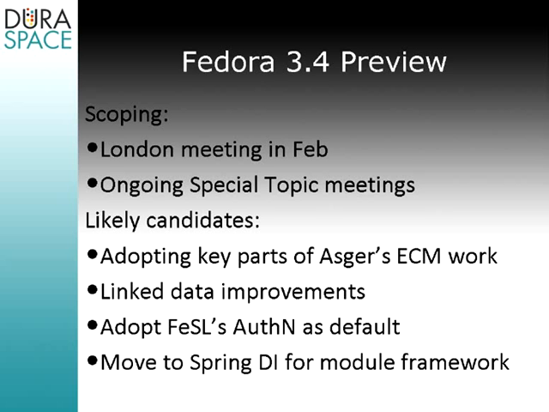Some of the likely candidates for Fedora 3.4: I mentioned Asger had an enhanced content model plugin for Fedora. One of the big topics at the London meeting was actually folding some of that into the repository as sort of the default option, because it's been very well received in the community. We have several improvements lined up to improve Fedora's linked data profile, so specifically allowing relationships between objects to really be seen as relationships between web resources.